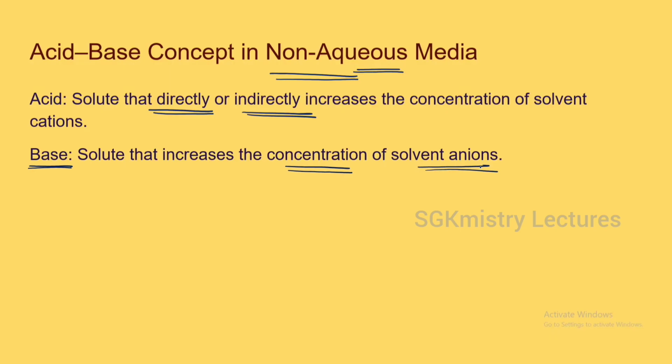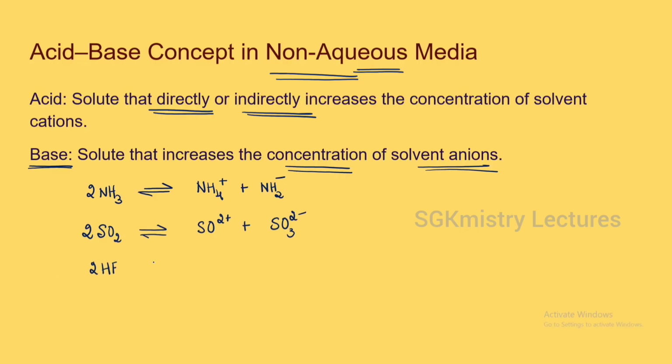So let us look into the examples. Suppose we take NH3. We have already written this in the previous concept. We know that NH3 self-ionization takes place and gives NH4+ and NH2-, right? Then we can take SO2. SO2 can give SO2 2+ along with SO3 2-. So a positively charged ion as well as a negatively charged ion will be formed because of self-ionization, right? Similarly, I can also take HF. This also we have written in the previous concept. So H2F+ and F- can be formed.